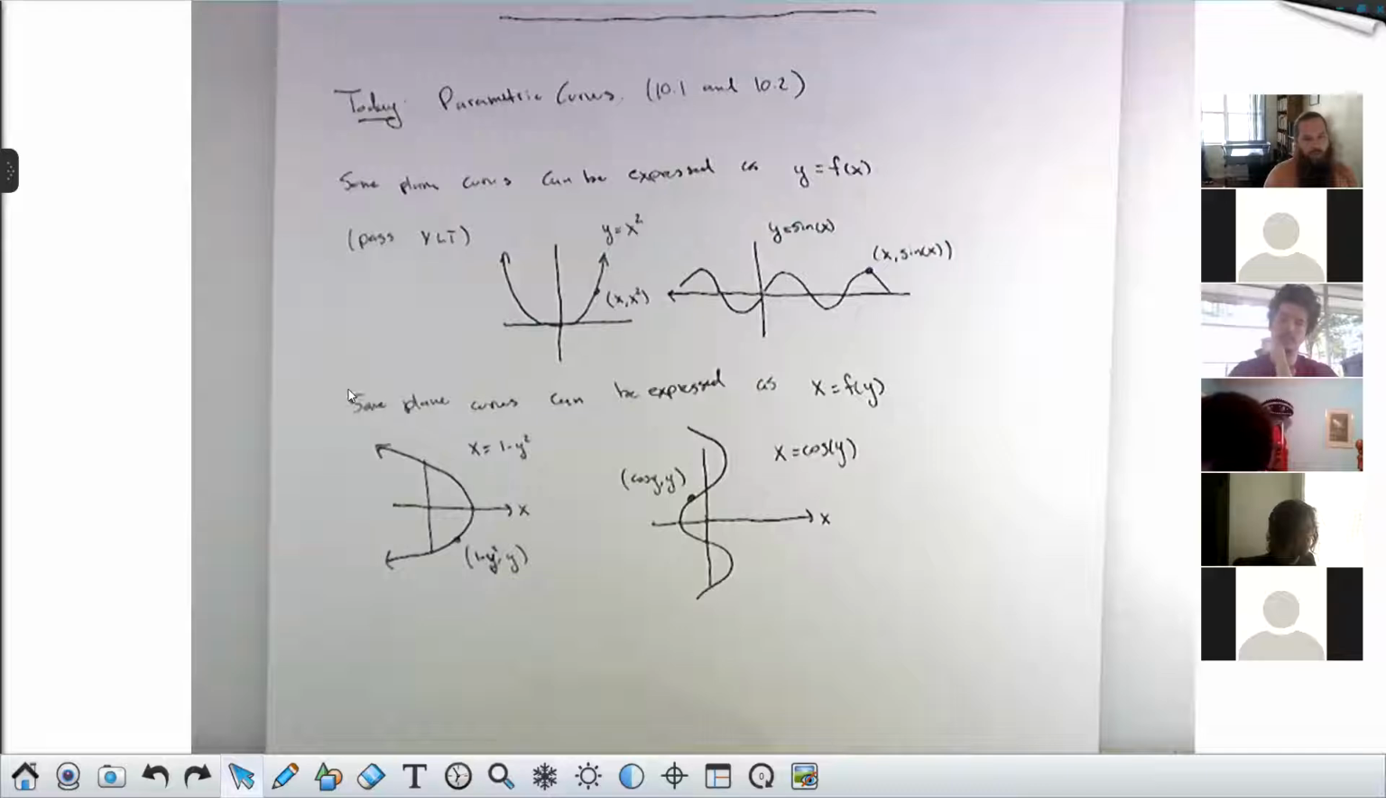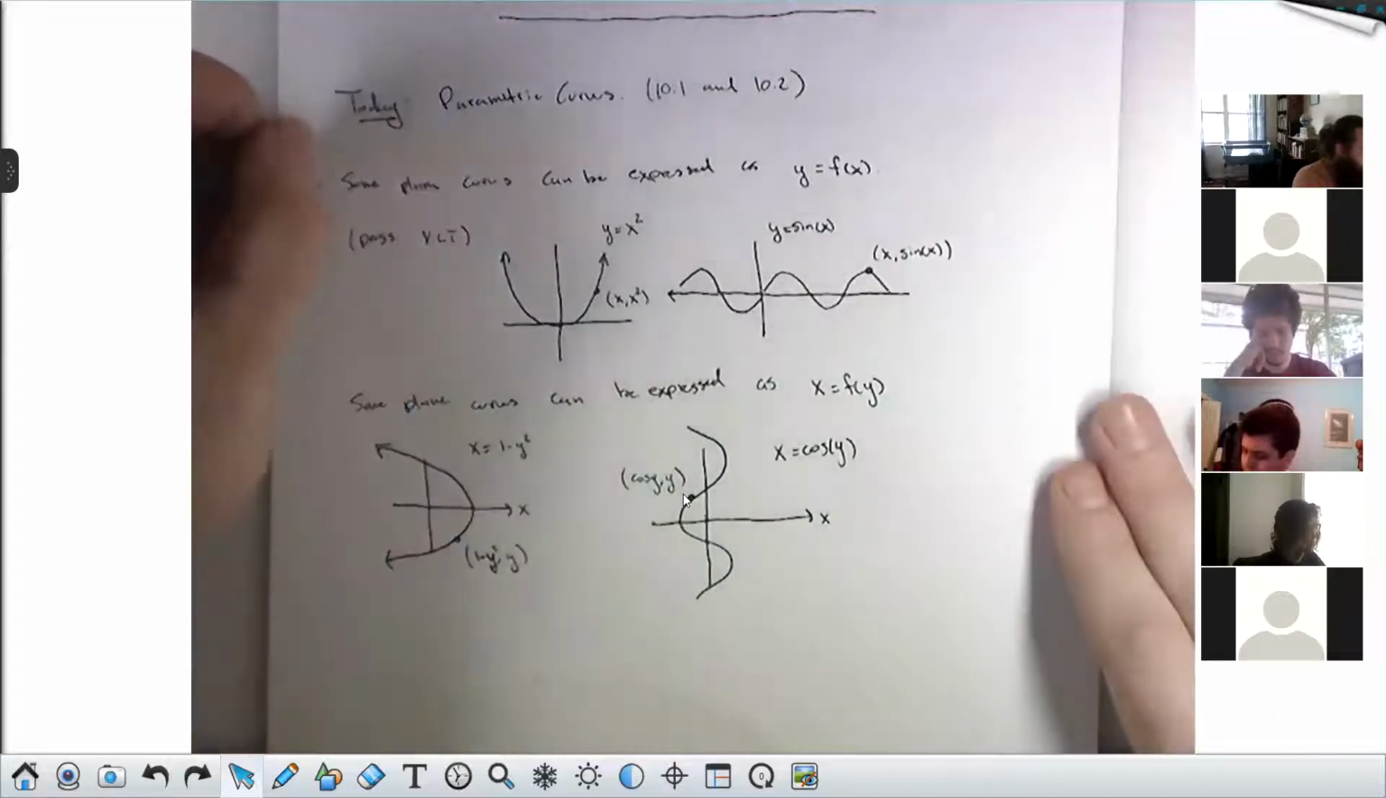And if you swap the roles of x and y, you get stuff like this. So here you would think of x as the dependent variable and y as the independent variable. So y is the thing that's allowed to roam free, and then x along this curve has to be of the form 1 minus y squared. That's precisely what this means. And the same thing over here. y is allowed to roam free, and the x's along this curve are the cosine of the y value at that point.